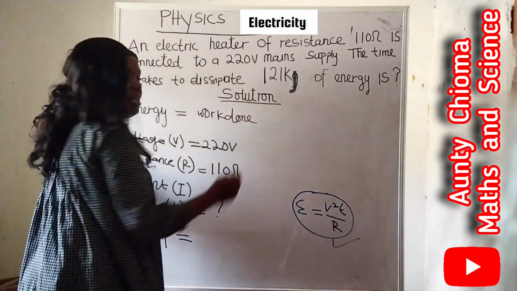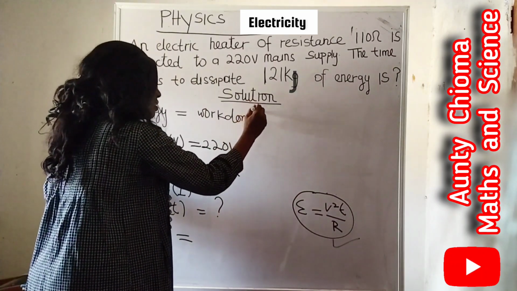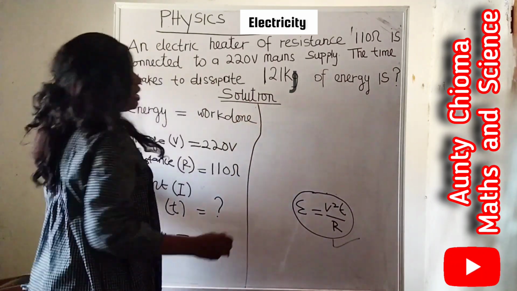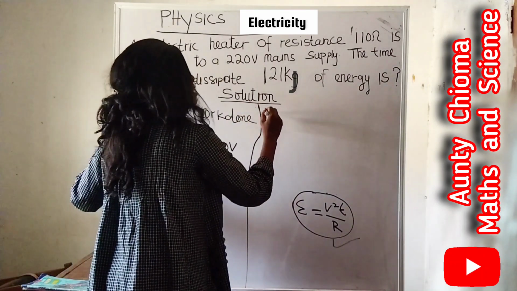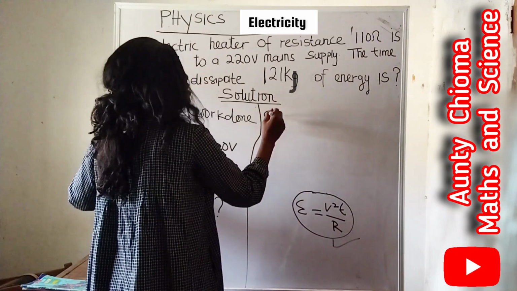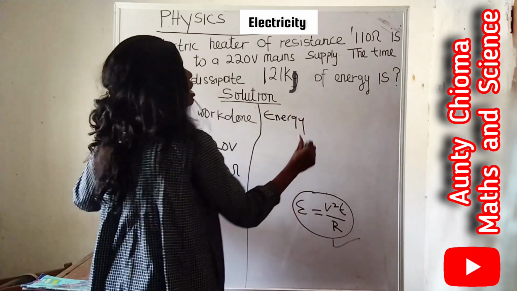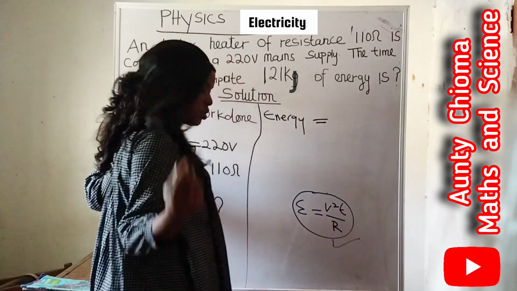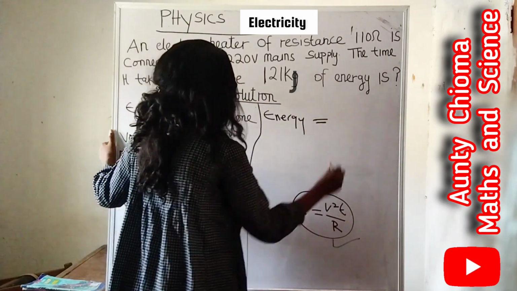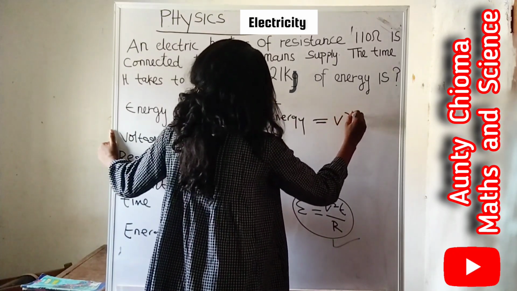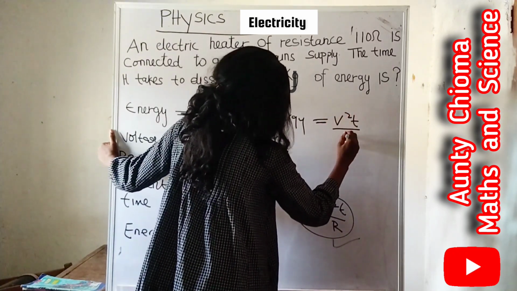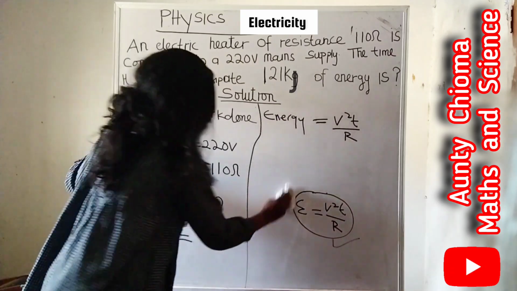Let's solve it. So I say energy E is equal to what? V square T over R. V square T over R. Let me clean this one.